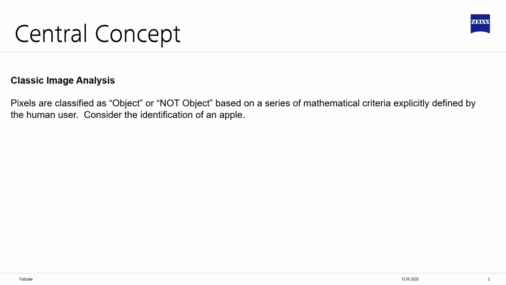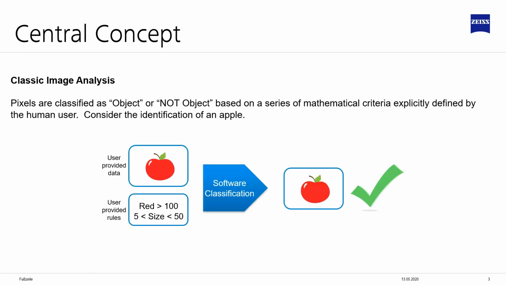And to get our software to acknowledge that this is classified as a valid apple object, we've provided a rule set. In this case, we said that the pixels within the apple need to be of some intensity, and that the object itself needs to be of a certain size. The key point here is that these rules are explicitly defined by the user.